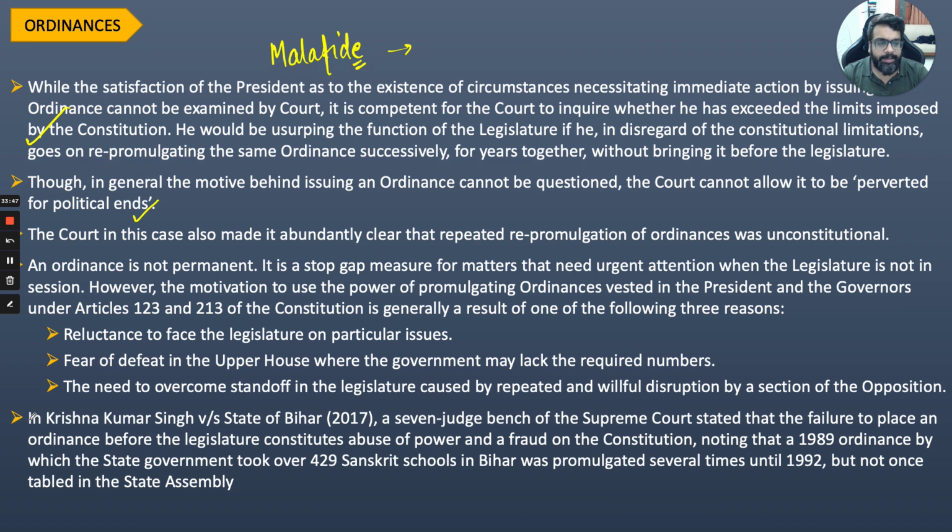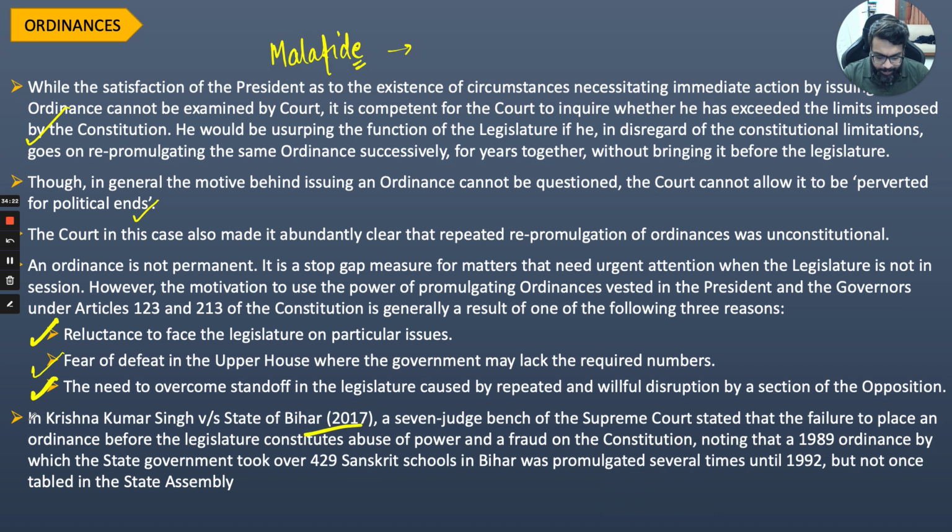So the idea is, why are ordinances even existing? Why would the ministers, or why would the government want it? It's because there would certainly be reluctance to face the legislature on certain issues. For example, farm laws. Second, you would obviously fear defeat in the upper house, where governments often lack the required numbers. And third, once you do reach the parliament, there would always be a standoff, there will always be a heated debate, and the opposition, being the opposition, would disrupt and might not even let a productive discussion happen.